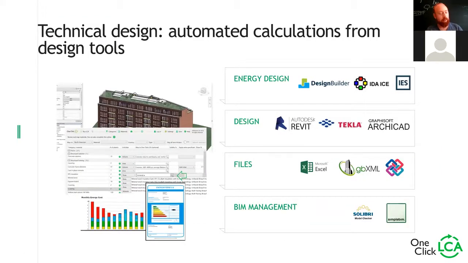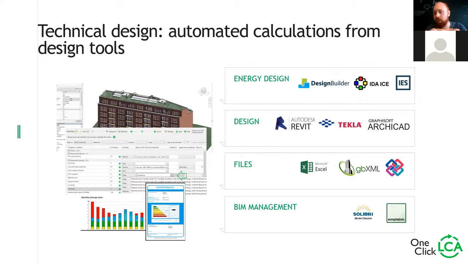When we are in the technical design stage, we have different types of tools to automate our design process as well. We shortly covered this earlier, but if we're looking at how we can get data towards OneClickLCA, or towards an LCA assessment, to speed up our process, we can do this in different ways. We can do this, for example, from energy design.